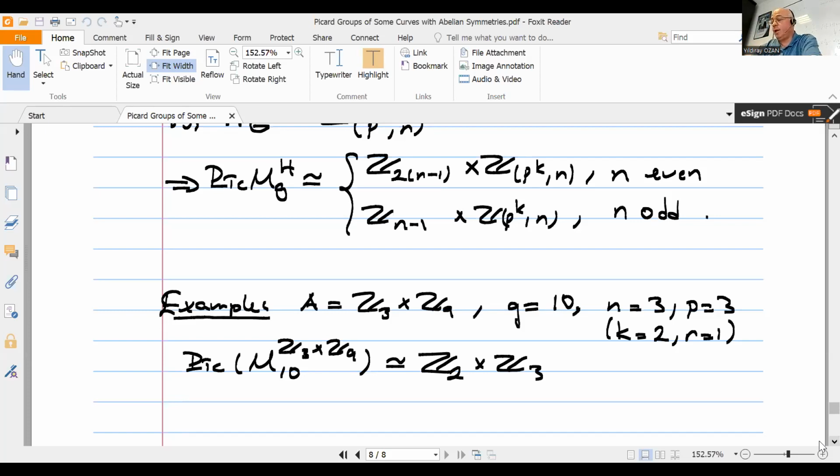So the above results give us the following: the Picard group of the moduli space of genus ten curves on which Z3 times Z9 acts, in the way described by the homomorphism phi from homology to the abelian group, is Z2 cross Z3. So this is one example.